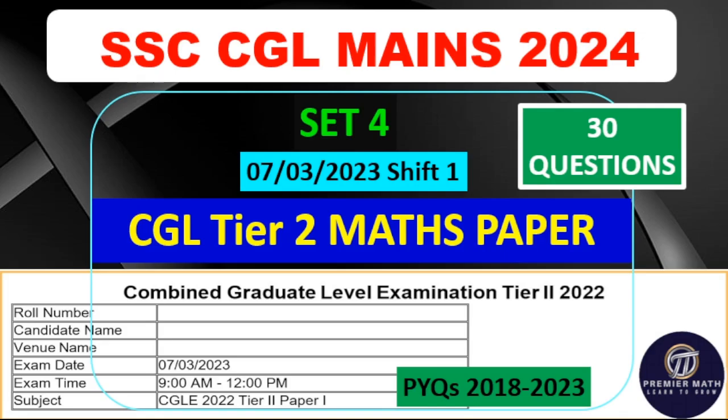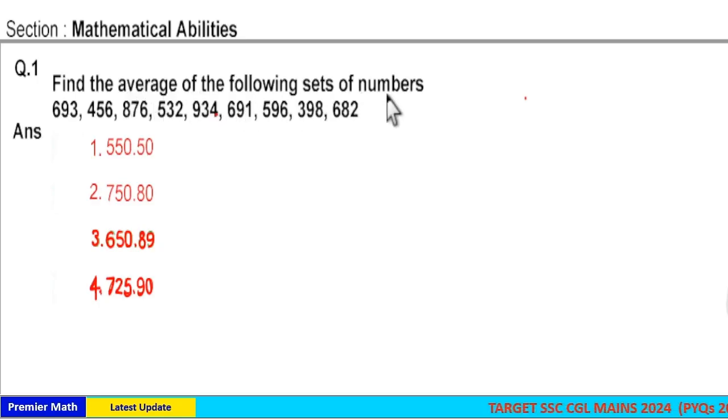Our first question is, find the average of the following set of numbers. Here all the numbers are in different ranges. So, if you try to find a trick, that will waste your time. So, instead of finding a trick, just add the numbers and find the average. 600 plus 300, 900, 9 plus 5, 14 plus 6, 20, 20 plus 9, 29, 29 plus 5, 34, 34 plus 8, 42, 42 plus 10, 52.